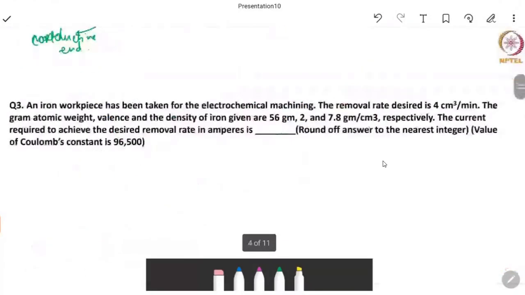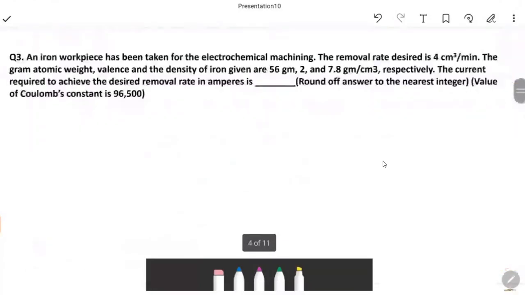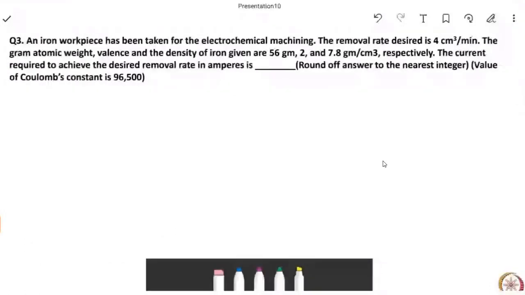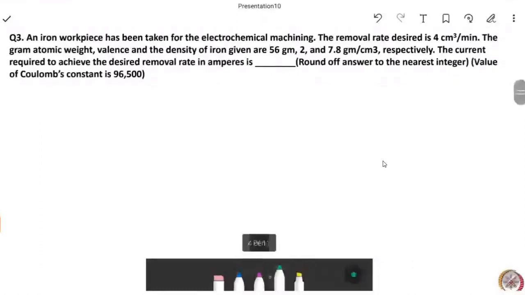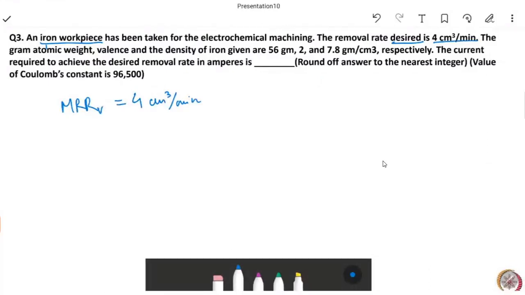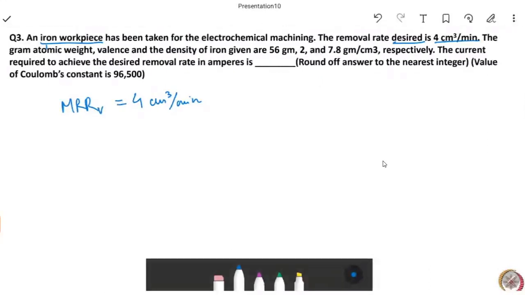Let's solve a numerical based on ECM. So you have an iron workpiece which has been chosen for ECM, which will be machined using ECM. The material removal rate that is desired is 4 centimeter cube per minute. So you have MRR, that is volumetric material removal, is 4 centimeter cube per minute. The gram atomic weight, valence, and the density of iron are given as follows.